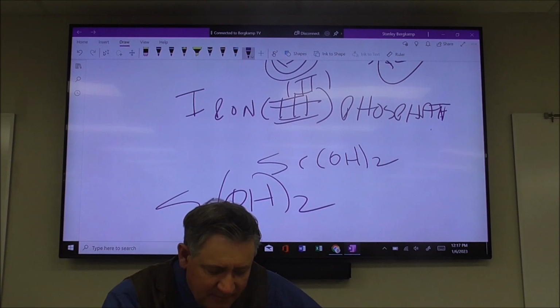On 5, where you're balancing those equations, every one of those balanced equations should have a coefficient of 3 somewhere.